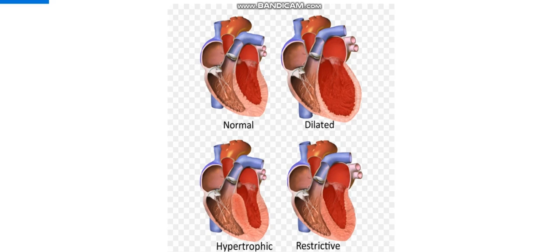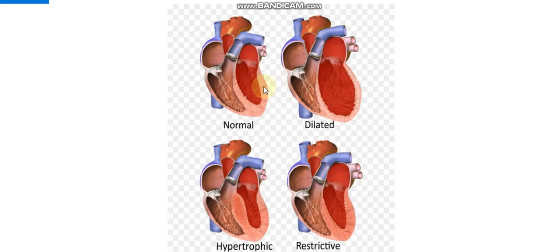Hello guys, today we will cover the topic cardiomyopathies. Very small, crisp and very easy topic to understand. Now the thing is that there are three types of cardiomyopathies. The main three types are there. One is the dilated, then hypertrophic and then restrictive.